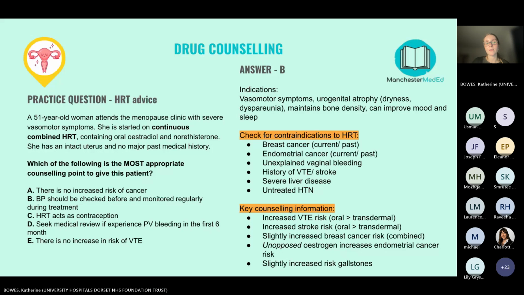Although obviously made a bit of a mistake there, this question is about HRT, not the combined pill. Hypertension monitoring is really important for the combined pill as well. Okay, so that's something to keep in your mind for both.